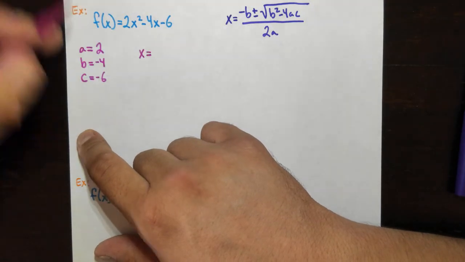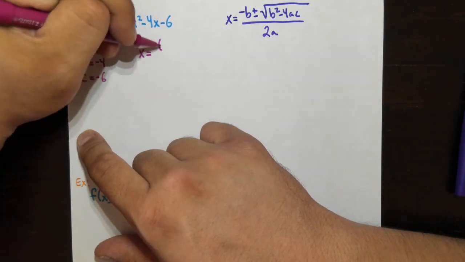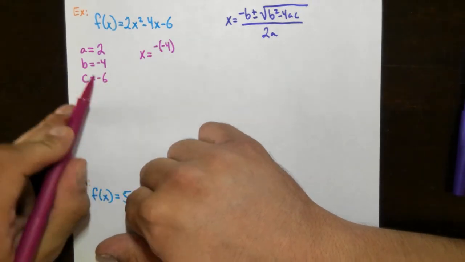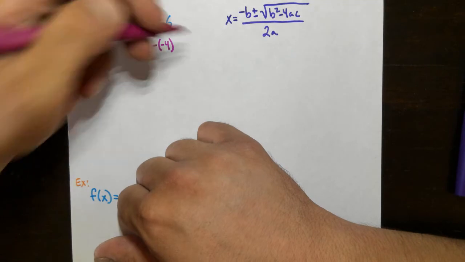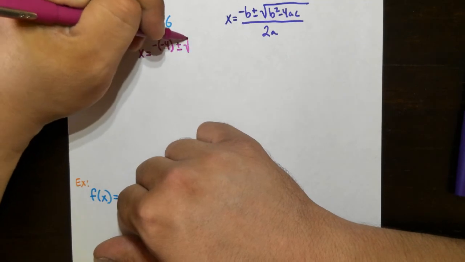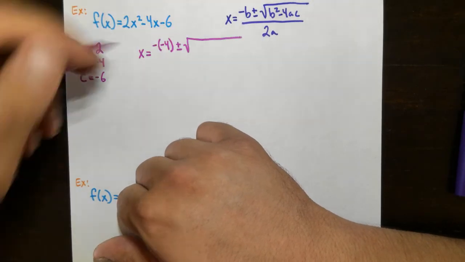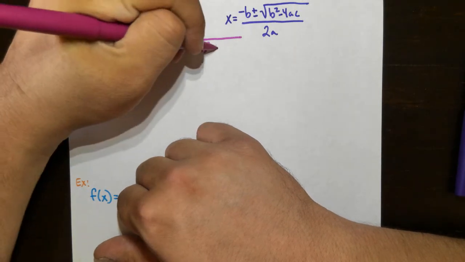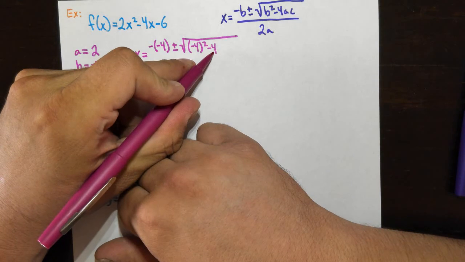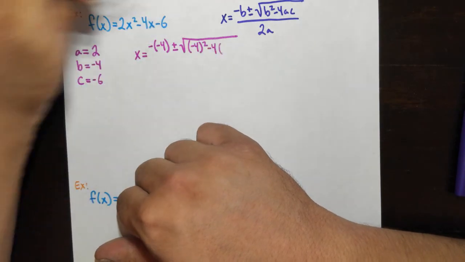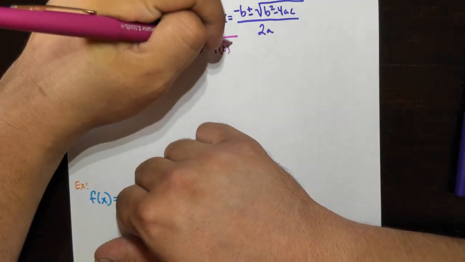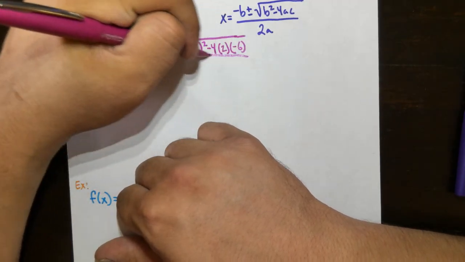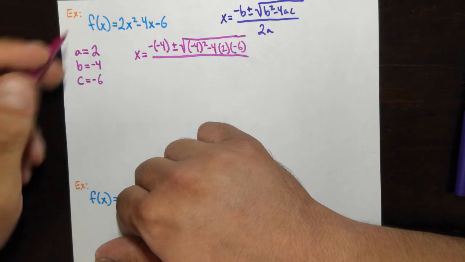x equals -b, so it's -(-4). Be careful there, because b already is negative, so there are 2 negatives there. Plus or minus the square root of b squared, so negative 4 squared, minus 4, remember that this 4 is from the formula, times a, 2, times c, which is negative 6, all divided by 2a, 2 times 2.